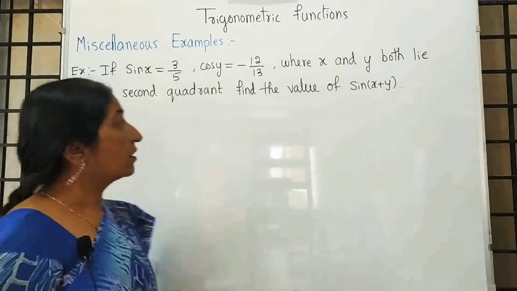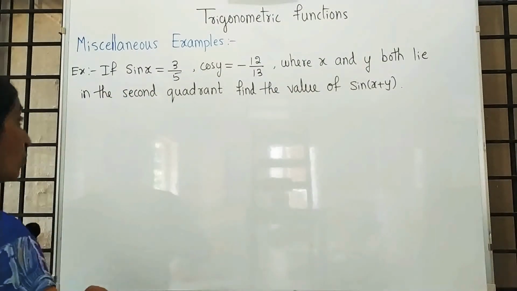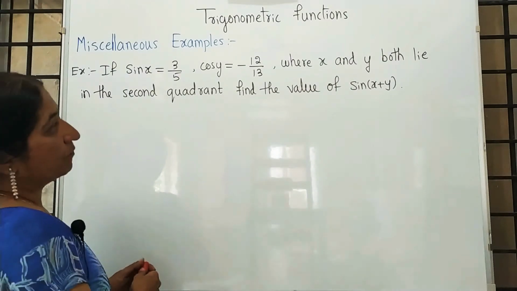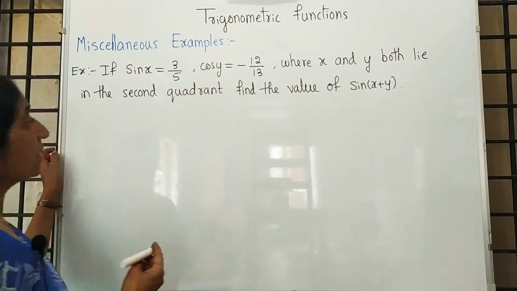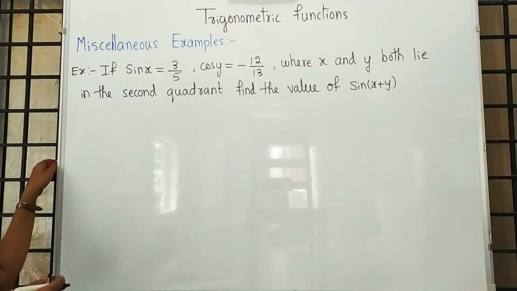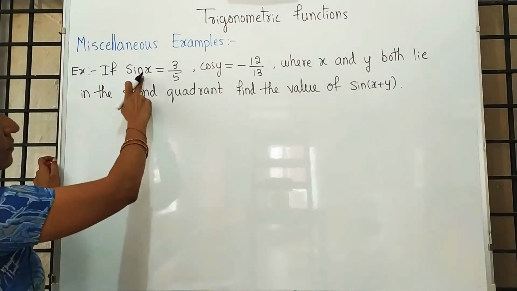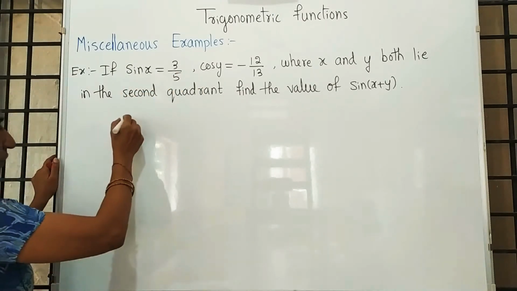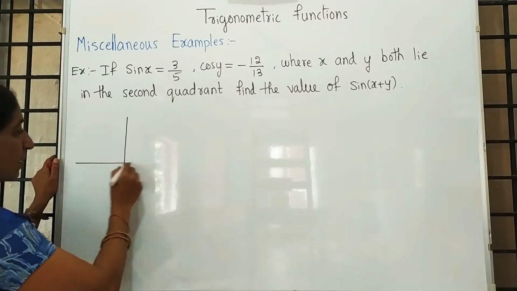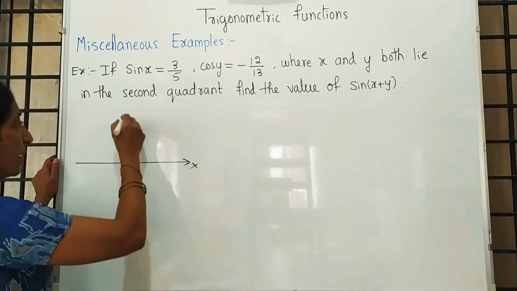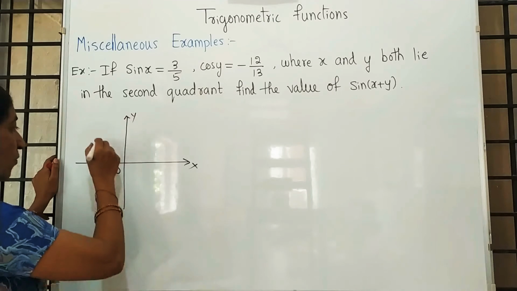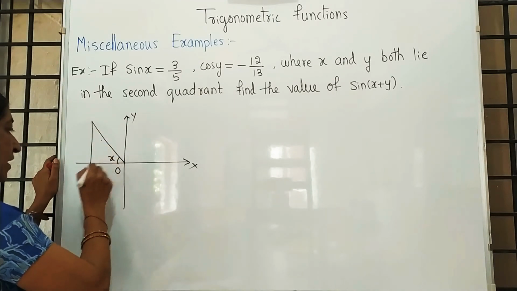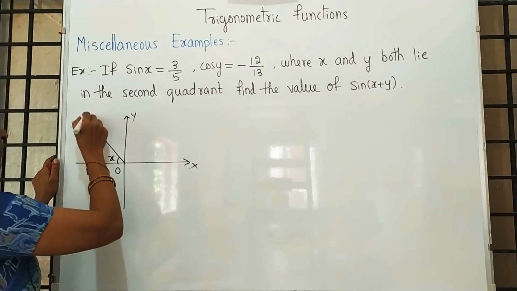See, first one: if sin x is equal to 3 by 5 and cos y is minus 12 by 13, where x and y both lie in the second quadrant, find the value of sin(x plus y). See, sin x and cos y both lie in the second quadrant. With the help of a figure I will explain. It is a very easy concept. This is the second quadrant, the figure is like this, and this angle we are taking as x. This is A, this is B.